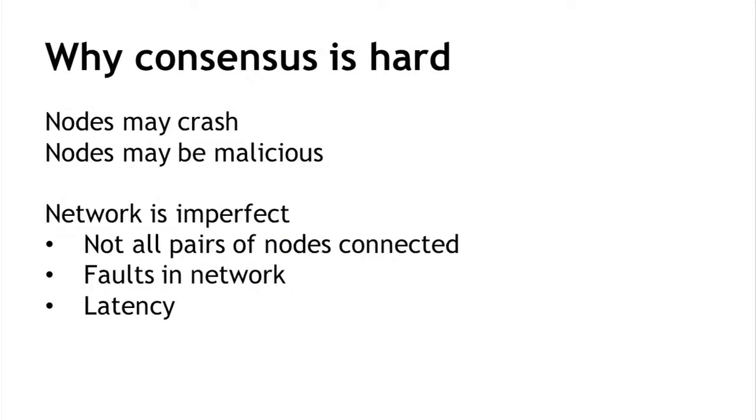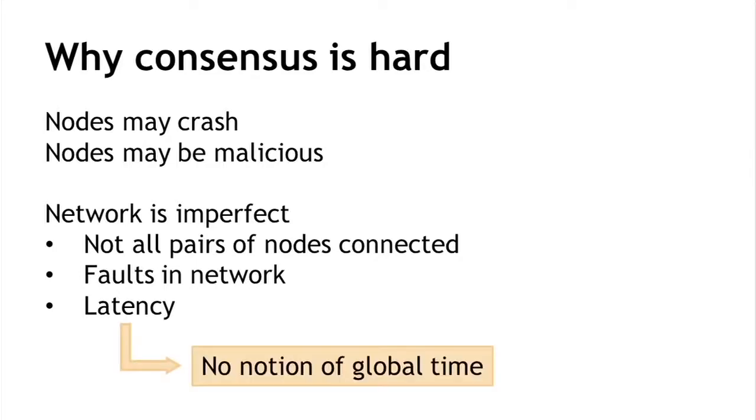It's a peer-to-peer system. Not all pairs of nodes are connected to each other. There could be faults in the network because of poor internet connectivity and so on. And finally, there's going to be a lot of latency in the system because all of these things happen over the internet. They're not even within a single data center or something like that. And one particular consequence of this high latency is that there is no notion of global time. What does this mean and why is this important?